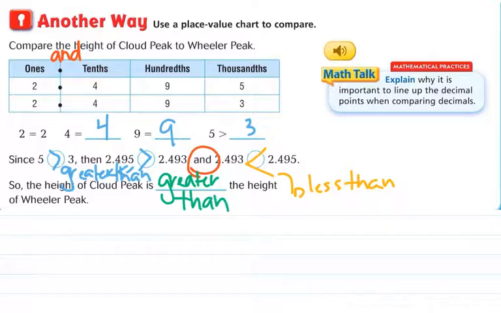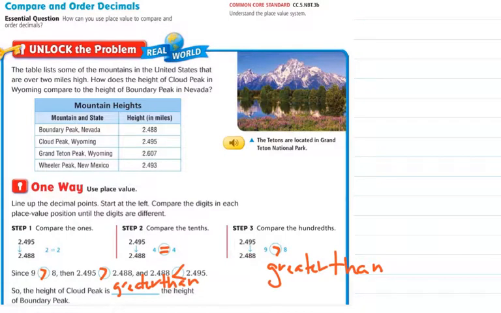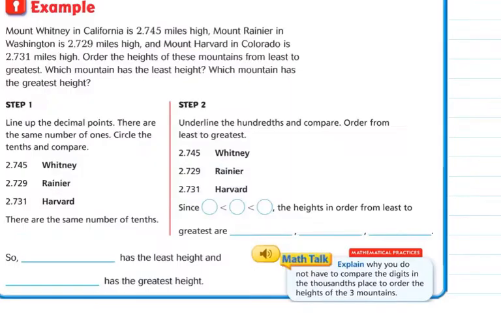So now in class, we're going to talk about this a little bit more, but I want you to think about this. It says, explain why it is important to line up the decimal points when comparing the decimals. And notice, when we use the place value chart, we line them up by the decimal point. And then when we just used place value and we lined up the decimals without a place value chart, we use the decimal point as well.